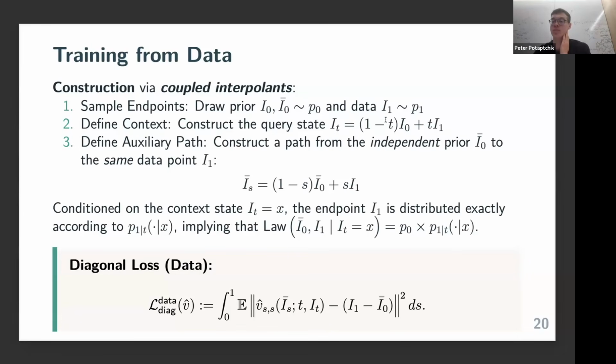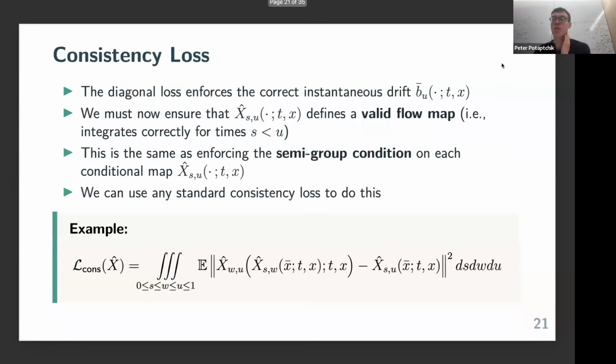Importantly, if we minimize that loss, our diagonal is going to be correct. We're going to have the correct instantaneous auxiliary drift b bar U with the correct context information T and X there. And so now we just need a consistency loss that guarantees that if I hold T and X fixed, then as a function of the other three inputs, I have a valid flow map. And this is again just saying fix T and X, enforce the semi-group property on the first three inputs, just as we had before.